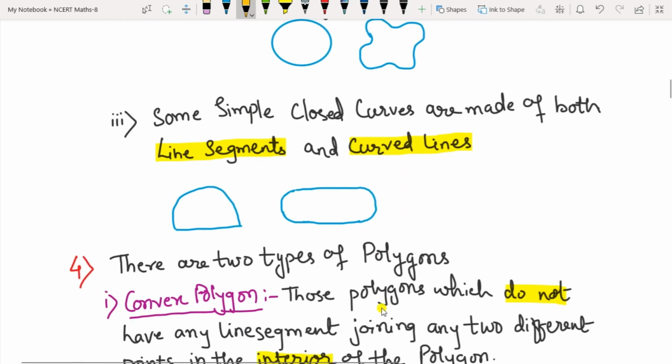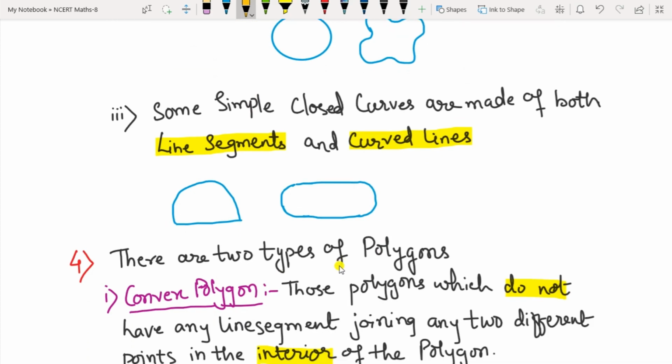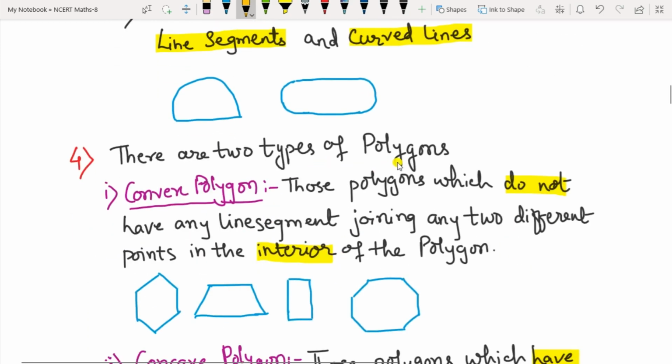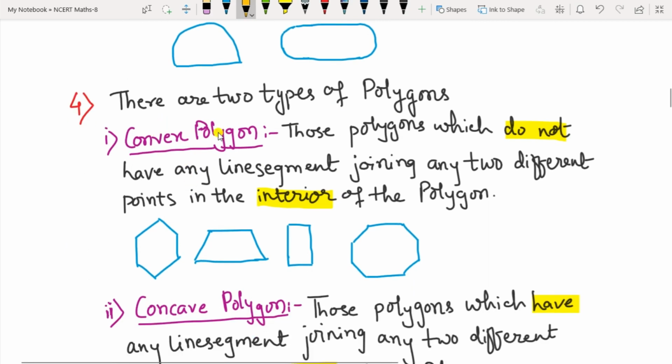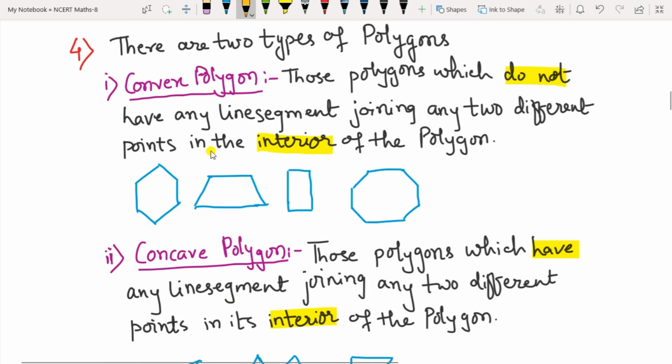Now in polygons, that is the first type which has only line segments, there are two types of polygons. First one is the convex polygon and second is the concave polygon. Now what is a convex polygon? Those polygons which do not have any line segment joining any two different points in the interior of the polygon. So the line segments do not move in the interior of the polygon like this. So those are called convex.